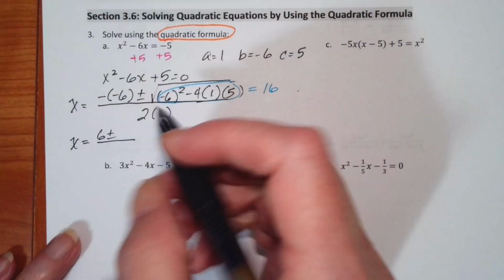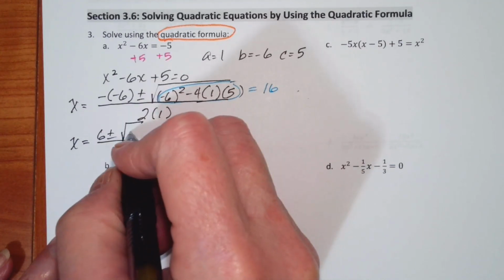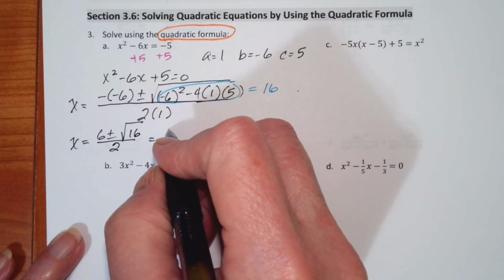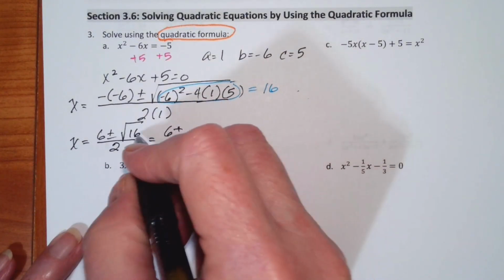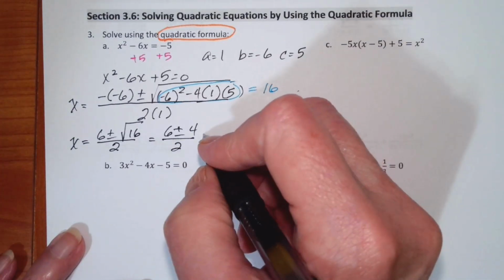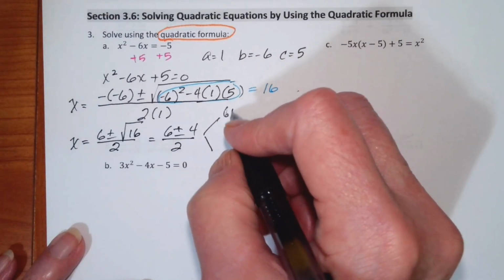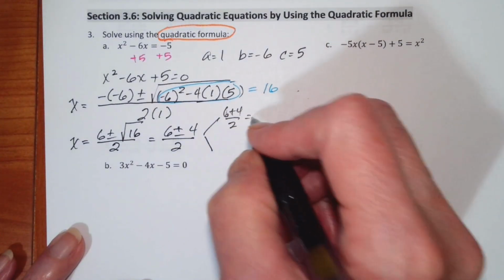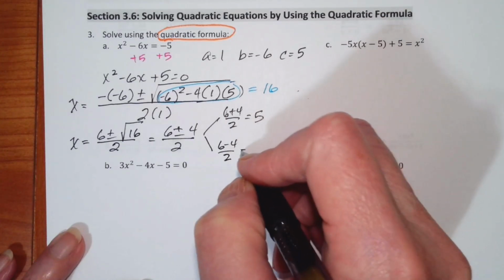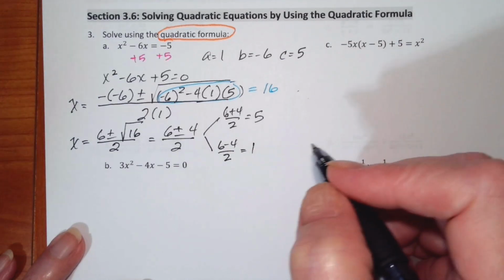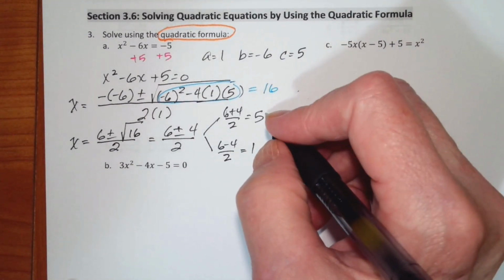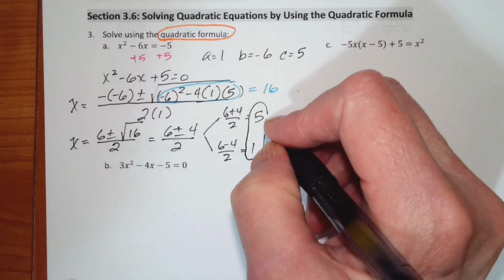So this becomes plus or minus the square root of 16 divided by 2. So that's 6 plus or minus, and the square root of 16 is 4, over 2. So I have 6 plus 4 over 2, which is 5. 6 minus 4 over 2, which is 1. So these are my solutions.